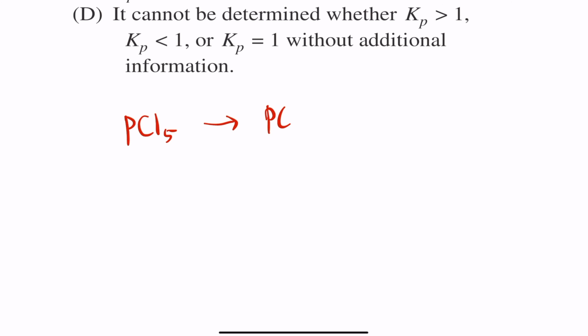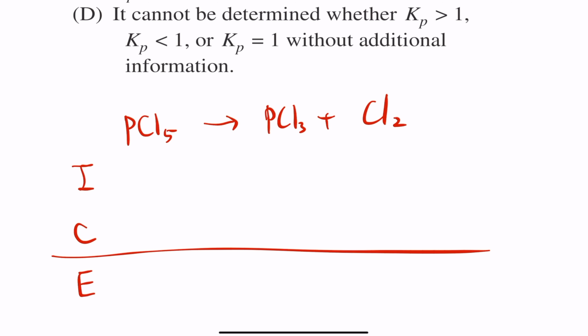PCl5 goes to PCl3 plus Cl2. And if we do the ICE charts, we can figure out the equilibrium partial pressure for each one of these gases. In the beginning, we had 1 atmosphere, and we had nothing, and we had nothing. And I lose some, and I gain some, and I gain some. And unlike the previous problem we just did, where the question specifically told us that it went to completion, well, this one really doesn't go to completion.